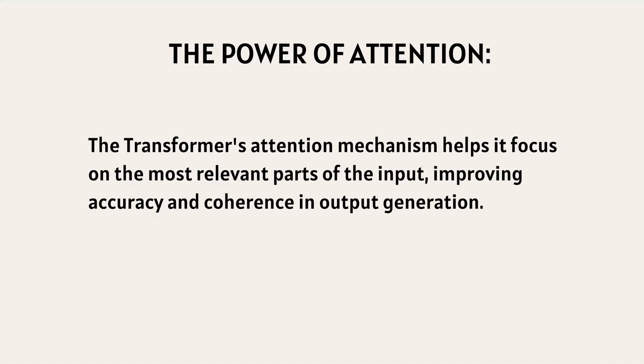The key ingredient that sets the transformer apart is its attention mechanism. This mechanism allows the model to focus on the most relevant parts of the input sequence when generating the output, leading to more accurate and coherent results. Imagine reading a book where you focus on specific details that are important for understanding the story. Similarly, the transformer uses attention to focus on the most important parts of the input to generate meaningful and relevant outputs.